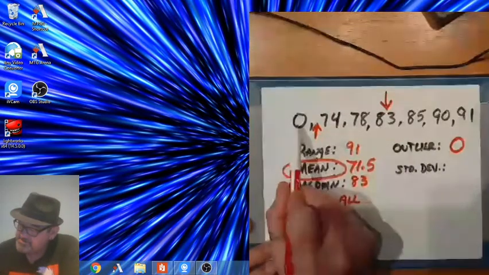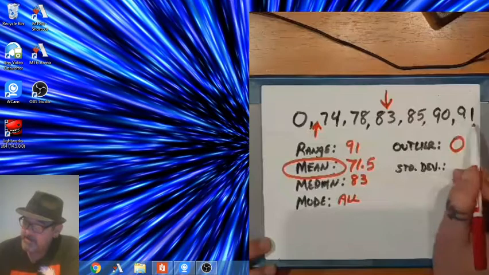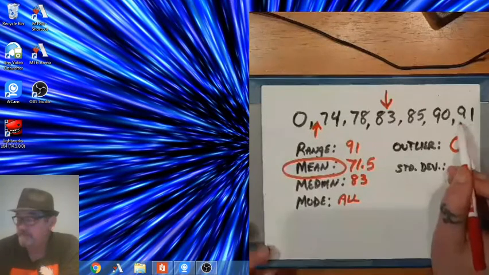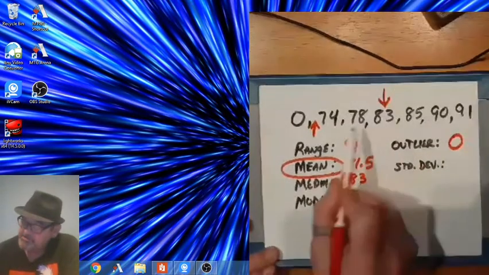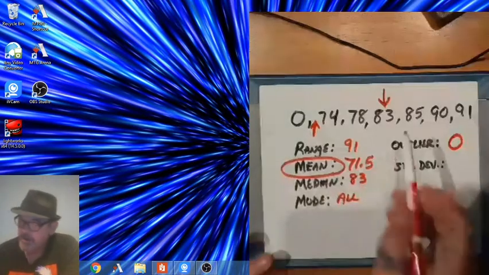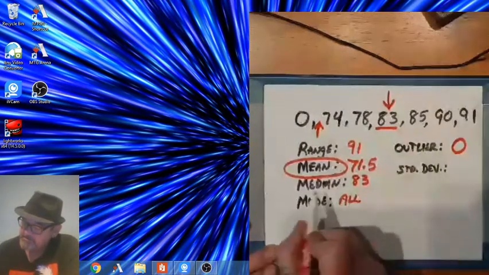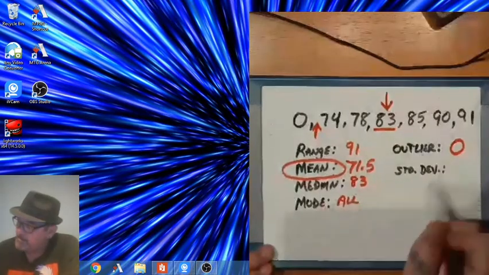So if this is 0, this could be 5, it could be 10. Even on the other side, I could have a score of 200, hypothetically, and that would not affect the median. So when you have an outlier either to the left or far to the right, median is not affected. So median stays the same. Mode is not affected.